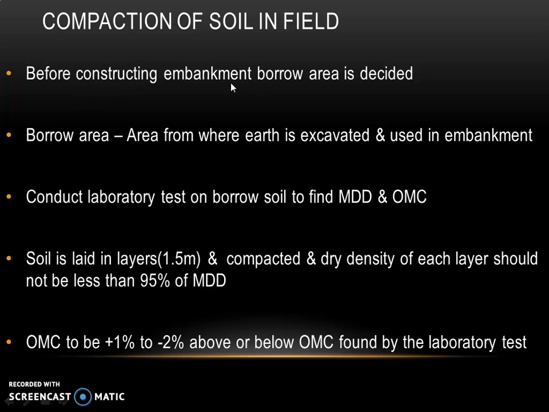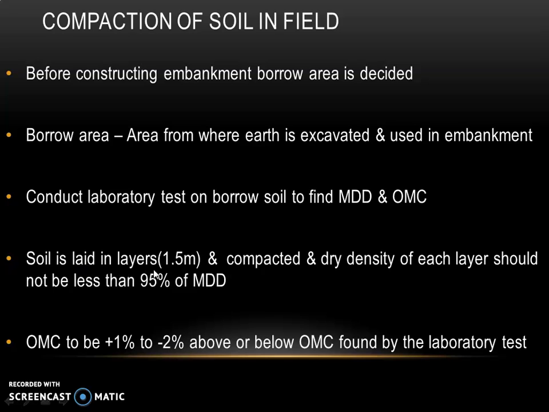Before constructing embankment, borrow area is decided. It is the area from where the earth is excavated and is used in construction of embankment. Laboratory test is conducted on this borrowed soil to find out what is the maximum dry density and what is optimum moisture content.